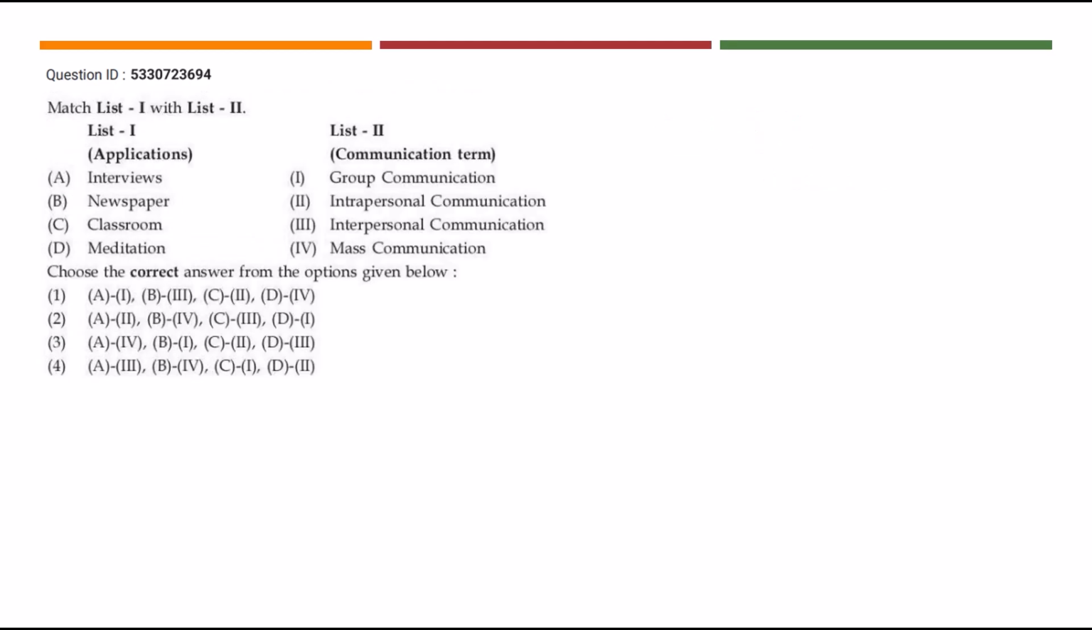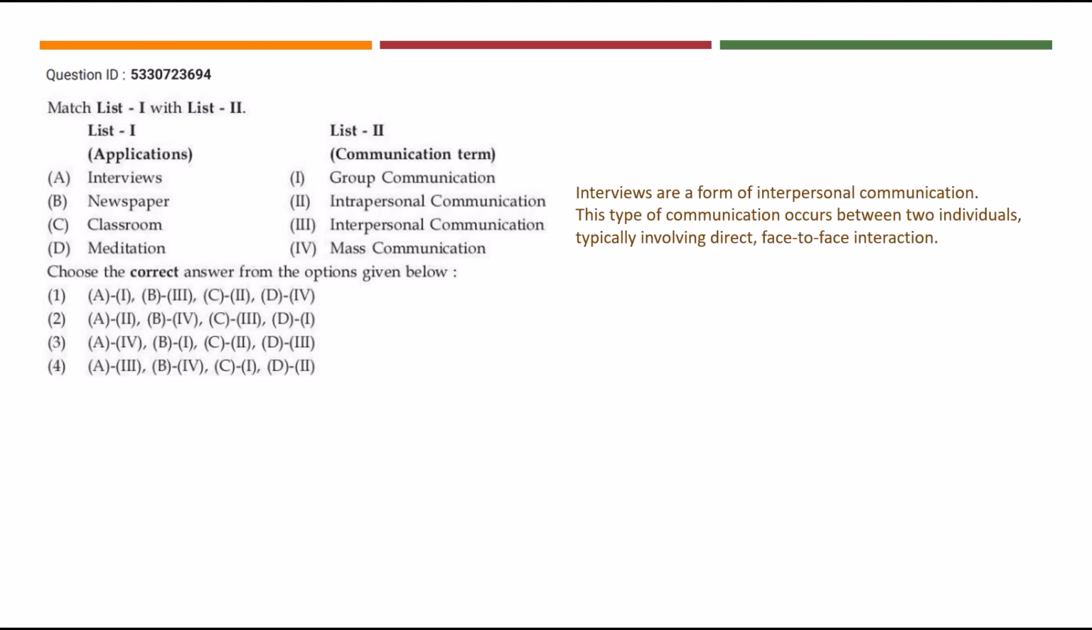Next question. Match list 1 with list 2. Applications are given in list 1. Communication term is given in list 2. So we will start with interviews. Interviews are a form of interpersonal communication. It occurs between the interviewer and interviewee, we can say. It involves direct face-to-face interaction. So only 2 people are involved and it is between individuals. That's why we use the term interpersonal communication. A will be mapping to 3. A3 is available only in one option.